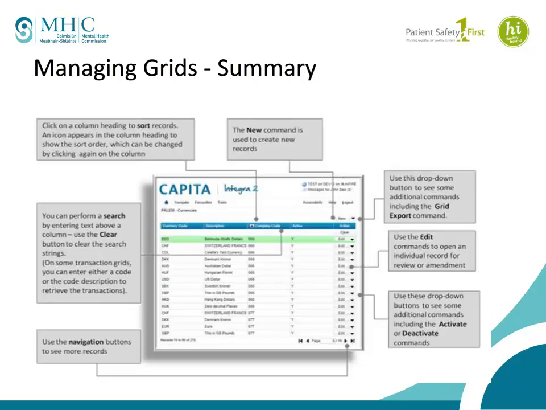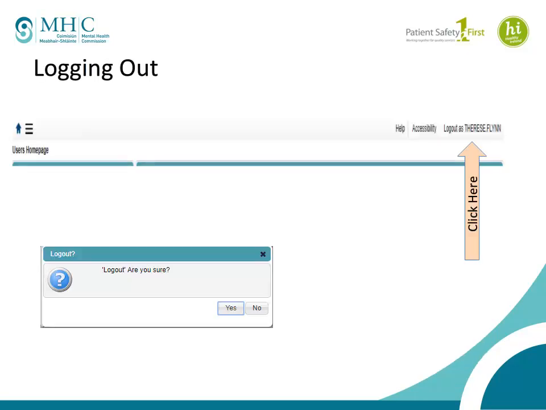This tutorial has given you a general introduction to navigation within CIS. In particular, we have looked at the navigation relating to CIS grids. We will revisit this navigation as we progress through the other tutorials that relate to each of the specific areas within CIS. The Logout button is on the top right of each screen. Click on Logout and select Yes to exit CIS.